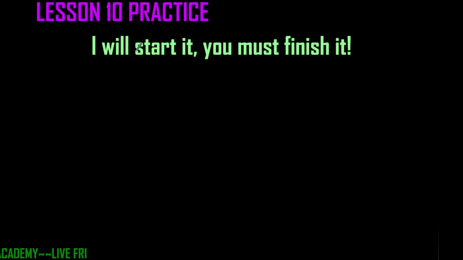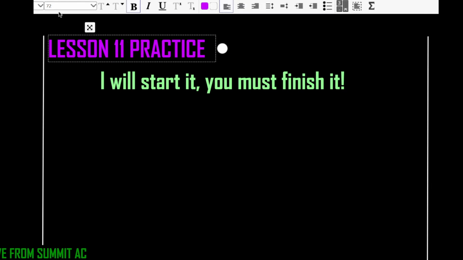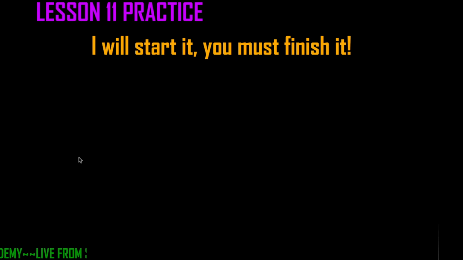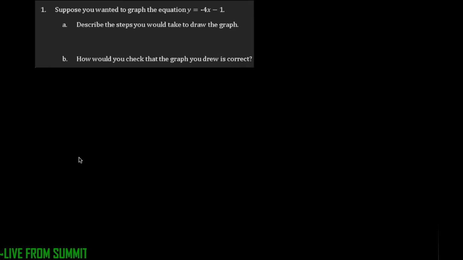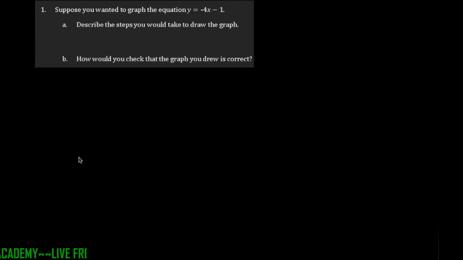So now, sorry, this should be 11. Let's try that again. There we go. It should be 11. So at this time, I will start it, but you have to finish that lesson 11 practice. On the back, it looks like this. It says, suppose you want to graph the equation y equals -4x minus 1. So what are some steps that you can do to draw the graph?